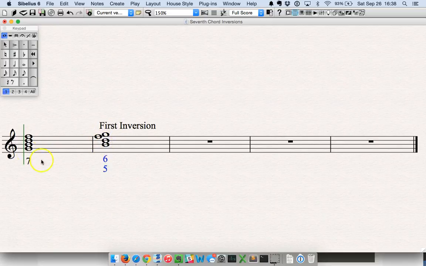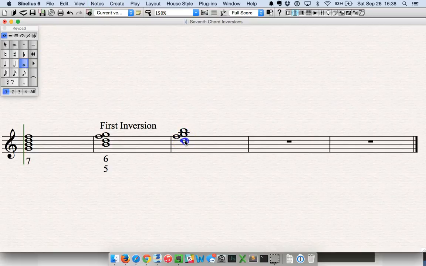Again, all these examples right now are in close position, but they don't have to be in close position in order for us to use these symbols. As long as the third is the bass note, it's in first inversion. Let's take a look at second inversion.